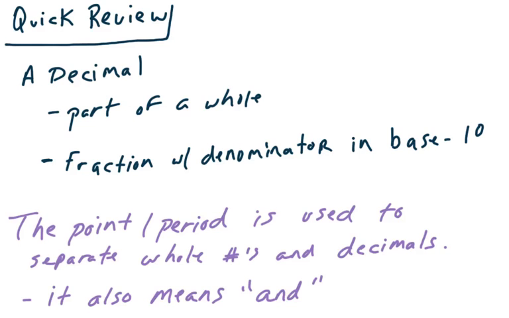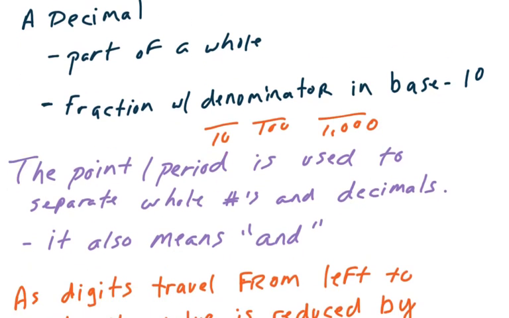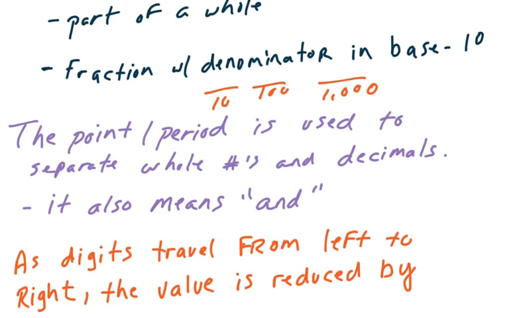A decimal is a part of a whole, a fraction with a denominator in base 10. And remember what we said about those types of fractions: the denominator is going to be 10, 100, 1000. And you remember also that the point or the period is used to separate whole numbers and decimals, and it also means "and," like you say, 4 and 4 tenths.